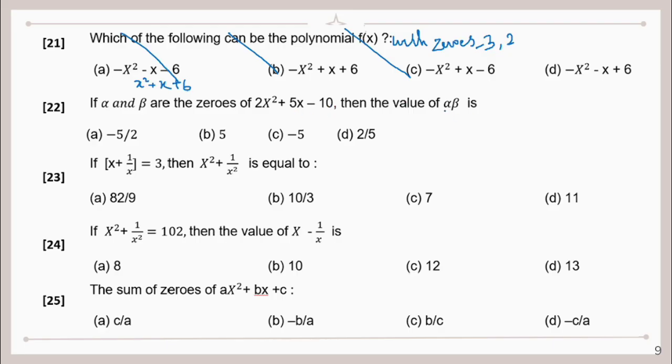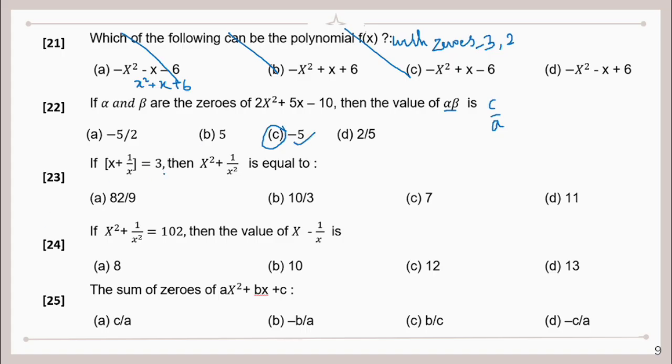Then the value of alpha beta, that means the product. Product is c by a. What is c here? Minus 10 by a, which is 2. Minus 10 by 2 is minus 5. So alpha beta is minus 5.